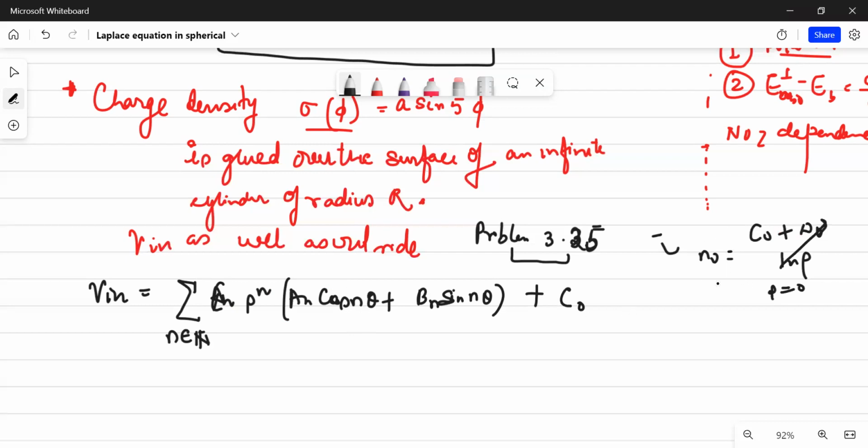So look, if you consider the n equal to 0 solution, the radial part would be given by C naught plus D naught ln rho, right? Instead of an, a naught, and cos n theta, cos 0 is 1. So overall, this will be some constant. So I've written some constant.